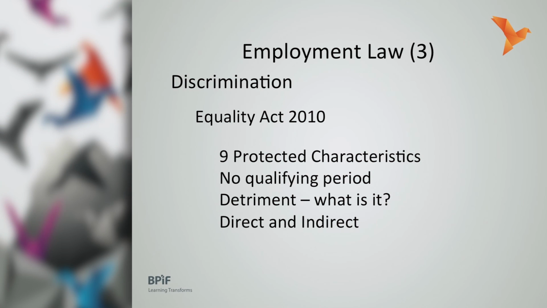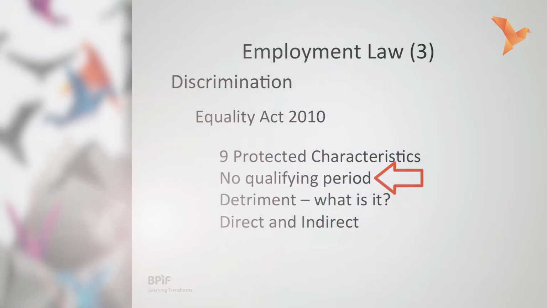If you're dismissing them for a discriminatory reason, there's no qualifying period, so that goes away. So if you are dismissing somebody who's only been with you 8 months, make sure you write to them telling them why you're dismissing them, because that's going to be your first line of defence when they say, oh, well, it was really because I was black that you dismissed me, even though actually, no, it wasn't anything to do with that. It was because your performance didn't come up to scratch.